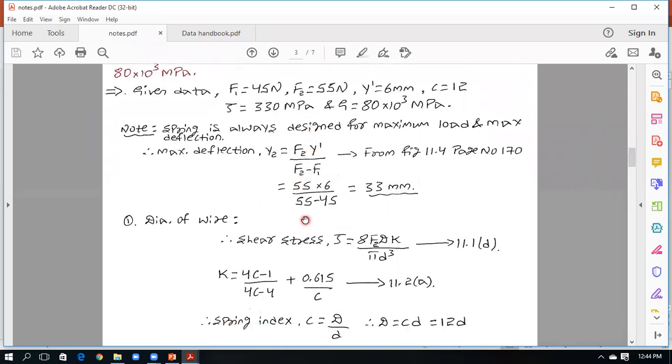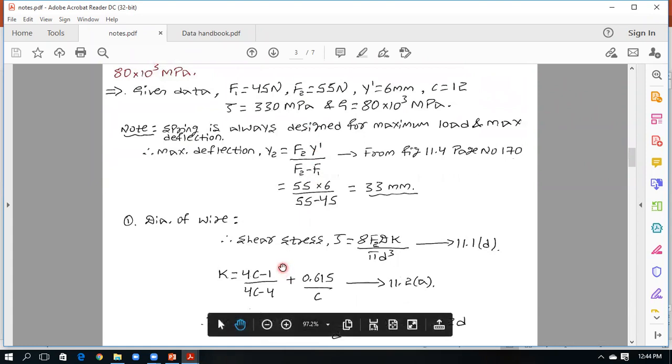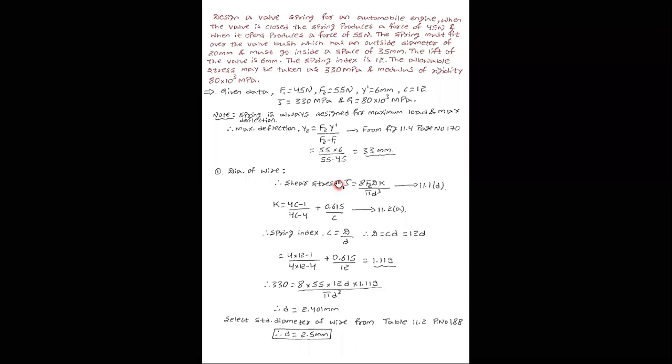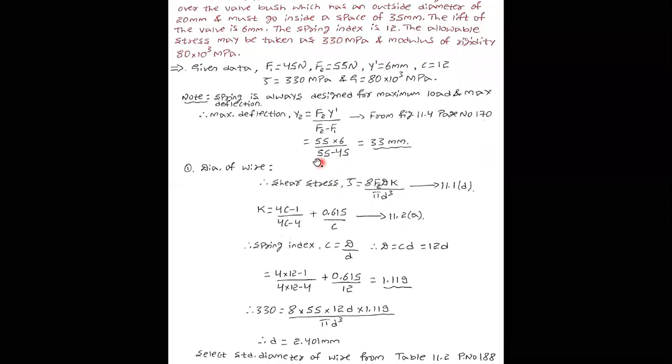Next, the procedure is the same as that of the previous problem. In the previous problem, the deflection was given. In this case, the deflection was not given. This is how you need to calculate the deflection. First, you need to calculate the diameter of the wire using equation 11.1d. In this case, k is not given, so you need to calculate the value of k, and the mean diameter is also not given. You need to calculate that.